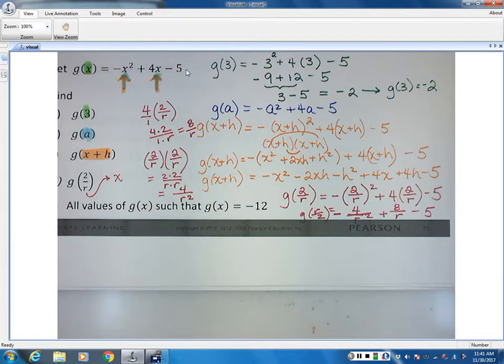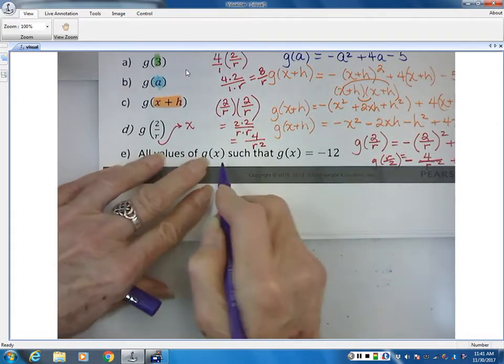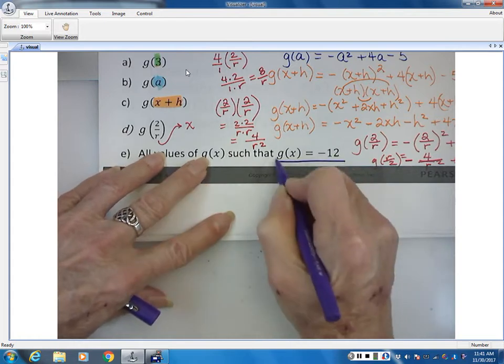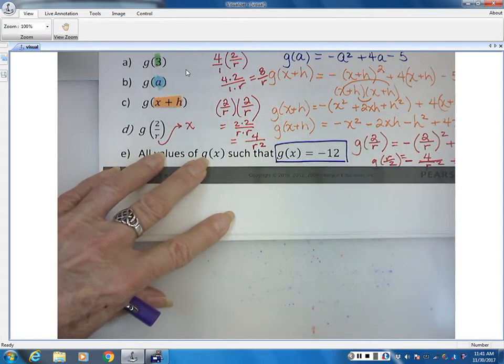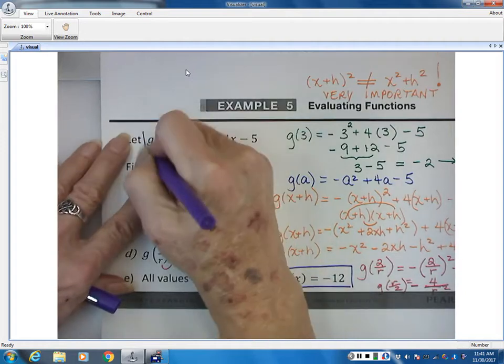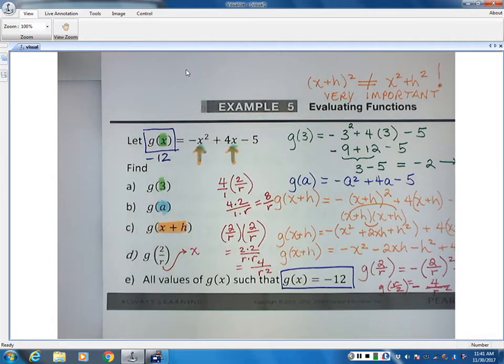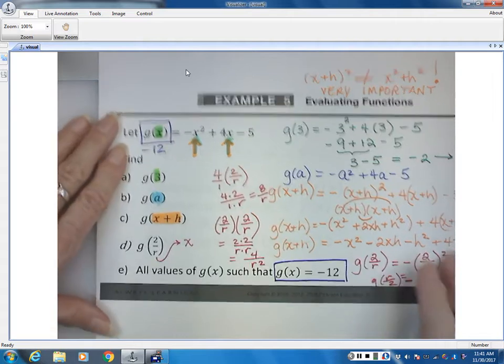Now the last one's a little bit more difficult. And you probably have had this situation before, but you may not remember how you do it. Find all the values of x such that g of x equals negative 12. So what we're going to do is come back up here to our example, and we're going to choose g of x to be negative 12. And that means then we need to find out what x makes that true.